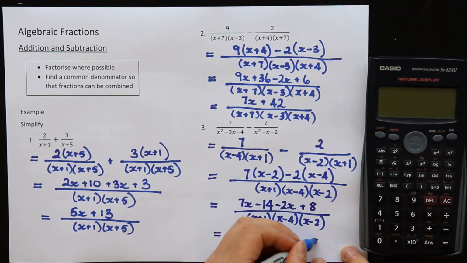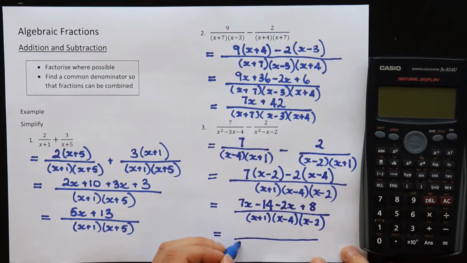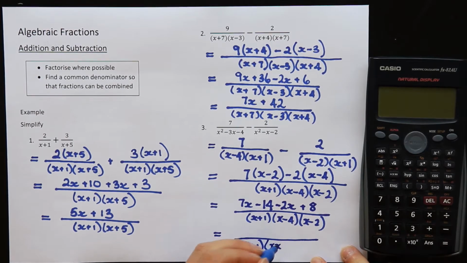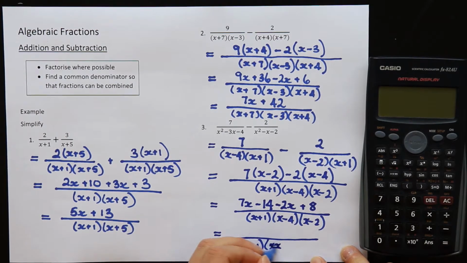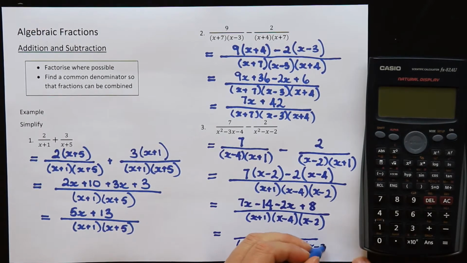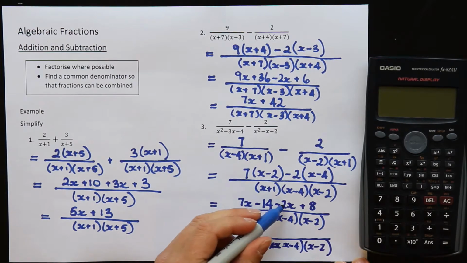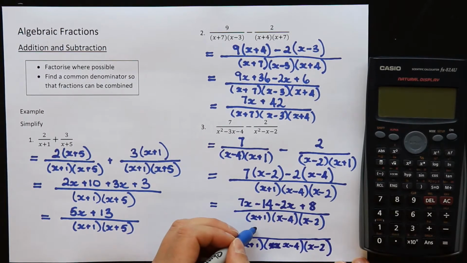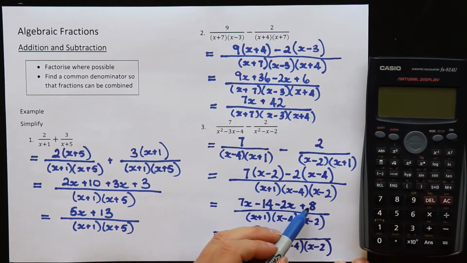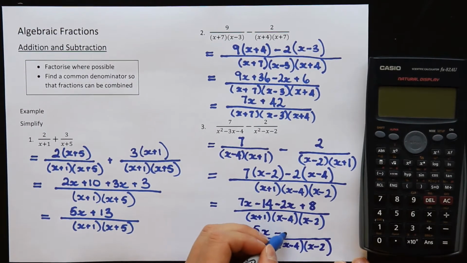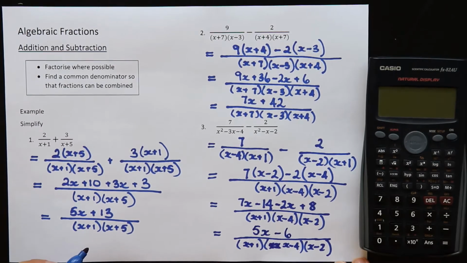And one last time to rewrite it. X plus 1, x minus 4 and x minus 2. Okay. And on the top, 7x minus 2x is 5x. And minus 14 plus 8 is minus 6. And there it is.